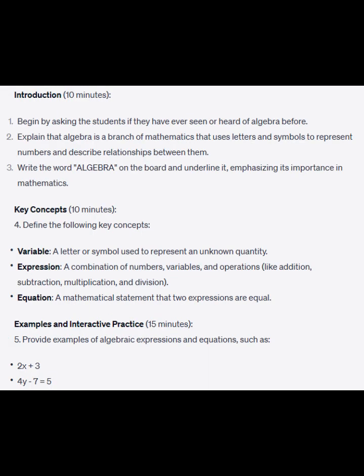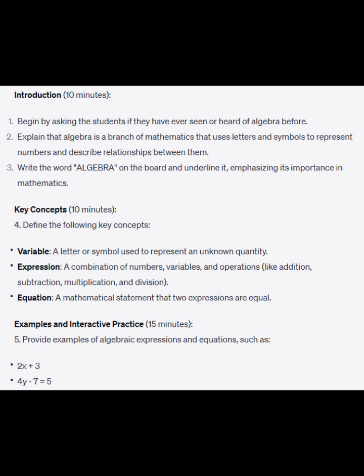Introduction: 10 minutes. Begin by asking the students if they have ever seen or heard of algebra before. Explain that algebra is a branch of mathematics that uses letters and symbols to represent numbers and describe relationships between them. Write the word algebra on the board and underline it, emphasizing its importance in mathematics.